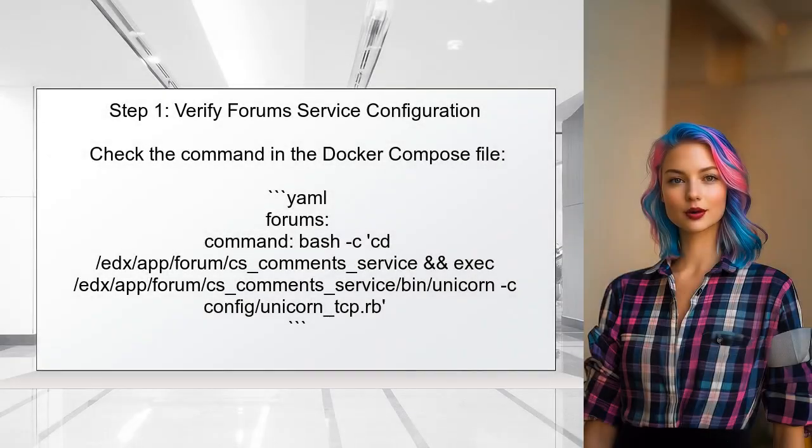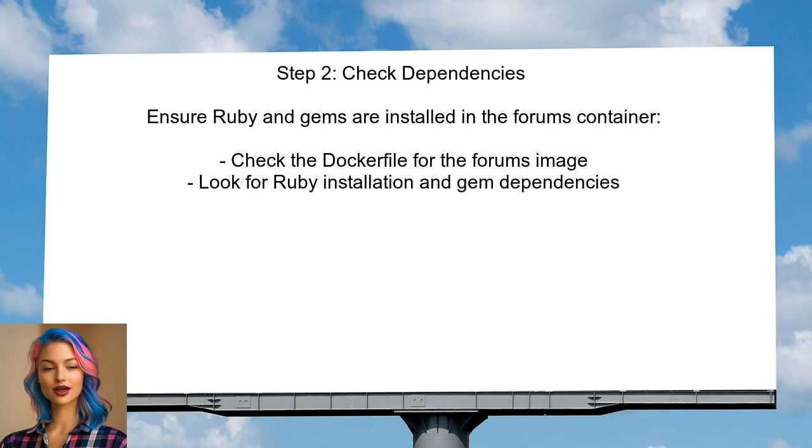To begin resolving the user's issue, we need to ensure that the forum service is correctly configured in the Docker Compose file. First, the user should verify that the command for the forum service is properly set up to run the application. Next, the user should ensure that all necessary dependencies are installed within the forum's container. This includes Ruby and any required gems. The user can do this by checking the Dockerfile for the forum's image.